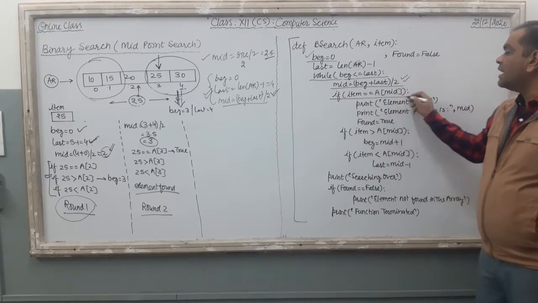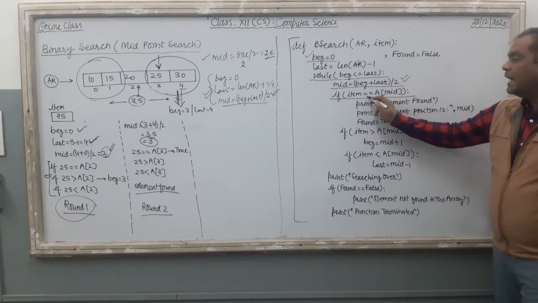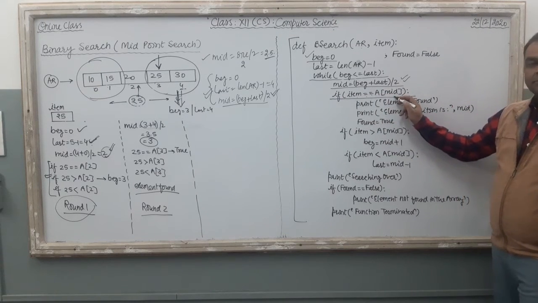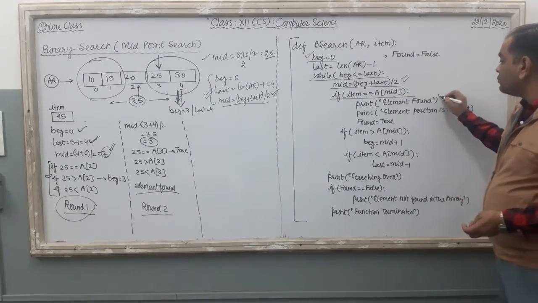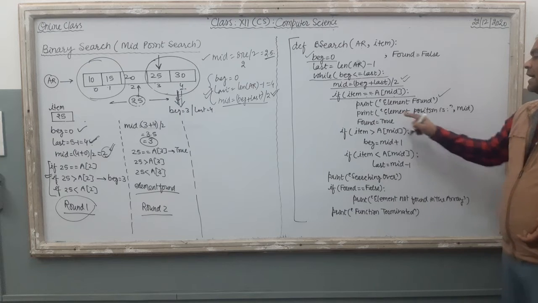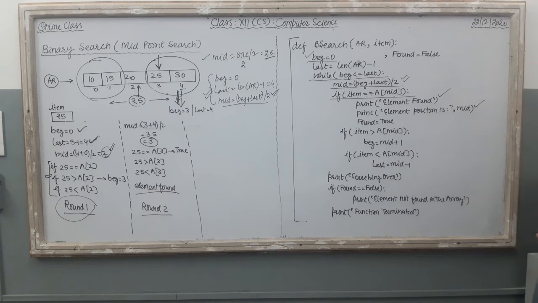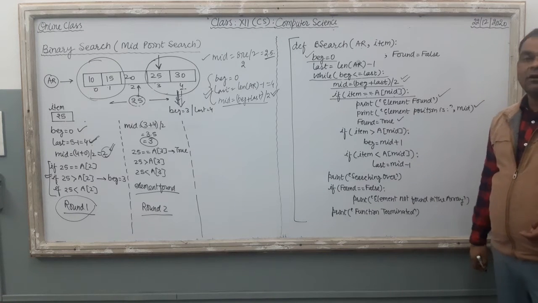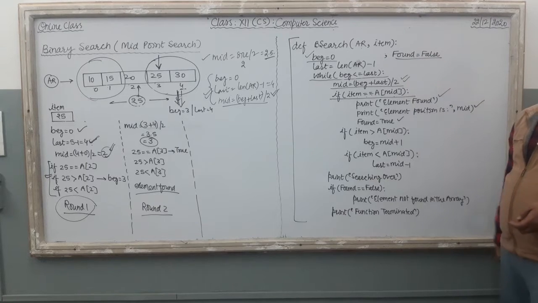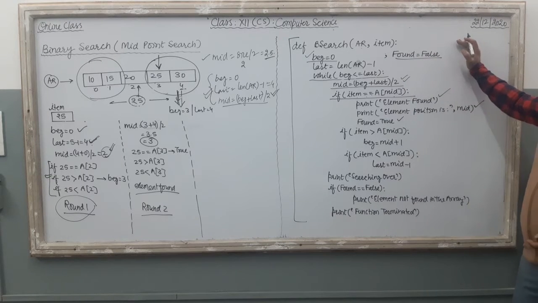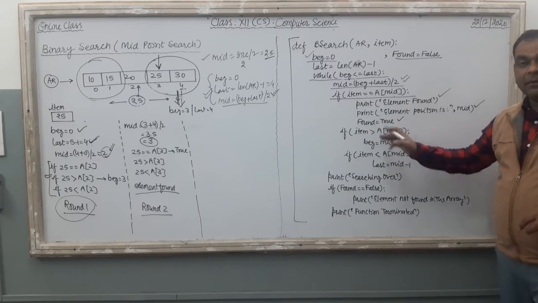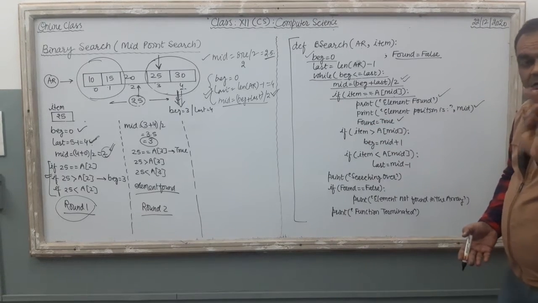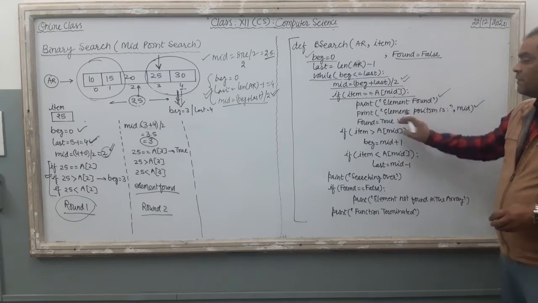Then the else condition: if item equal to a mid, if the item is available at the middle position, then you just show the message element found. Here found equal to true is the same variable. Found equal to false is the initial value, and if the element is available in the array, then the value of the found variable is converted from false to true. Clear? So it is the first if.